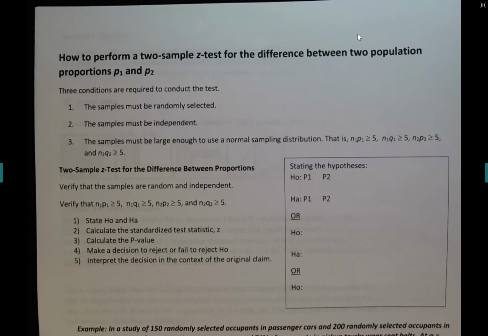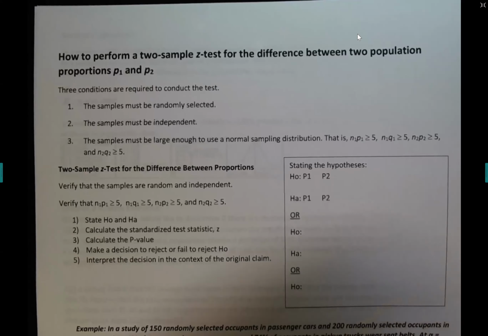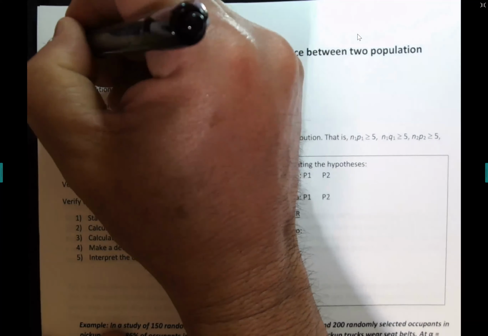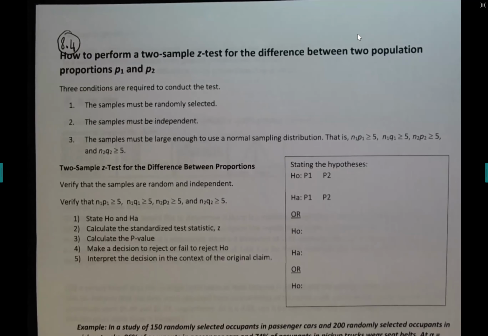How to perform a two sample z-test for the difference between two population proportions, P1 and P2. That's section 8.4. Three conditions are required to conduct the test. This is similar to the proportion test, guys, but now we're doing it with two sets. In the proportion test you learned in chapter 7, you need X and N. Now you need X1, N1, and X2, N2.